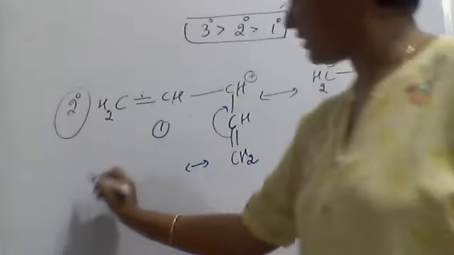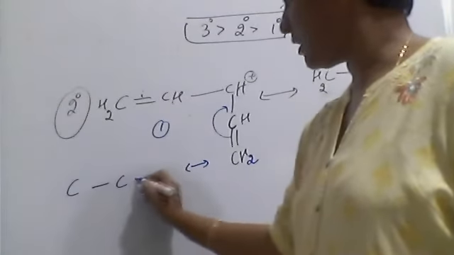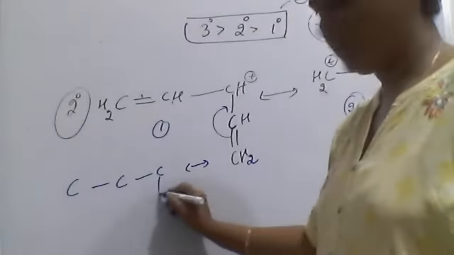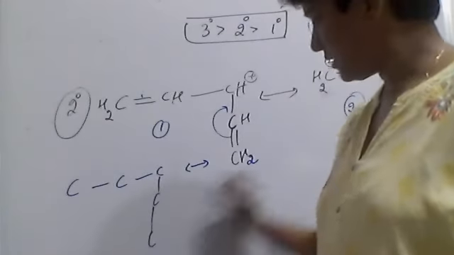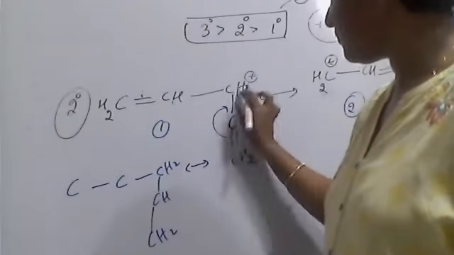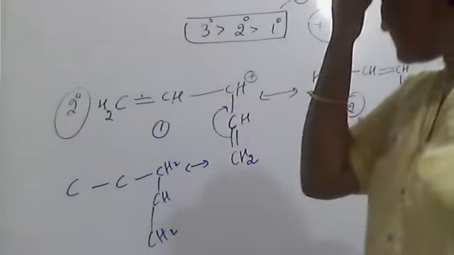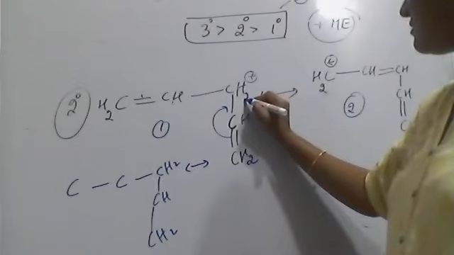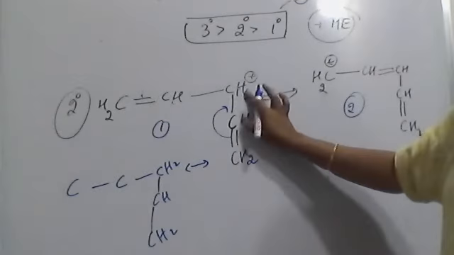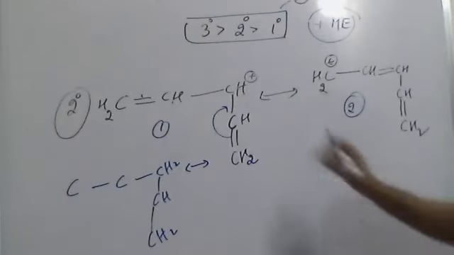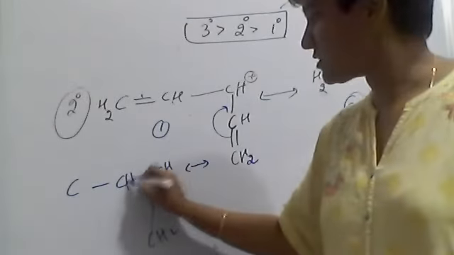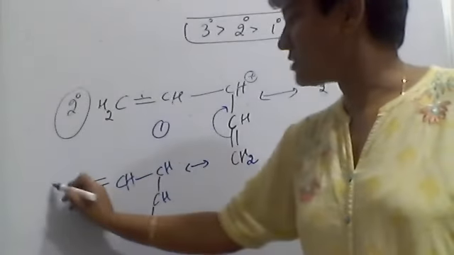So what happens? I'll write first a carbon chain. 3 carbons. This is 1, 2, 3. Then these two down. Okay, now this is CH2. This is CH. This is CH2. Okay, this is CH. And next, this is CH. And this one is CH. And this is double bond CH2.